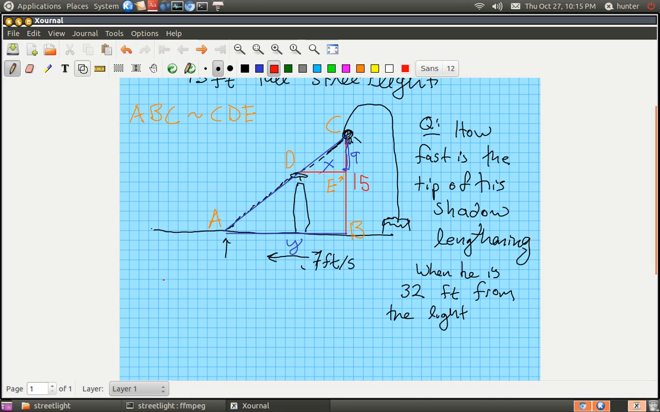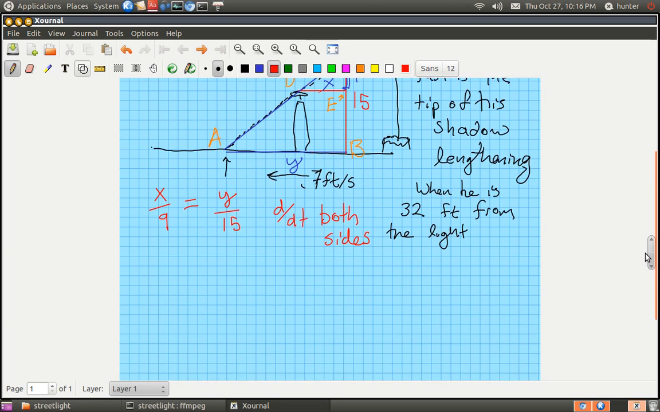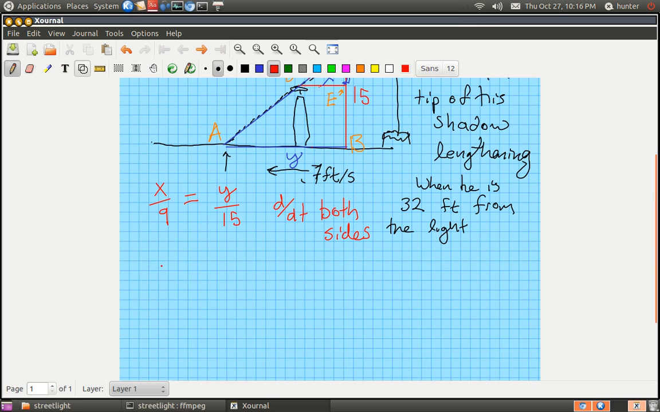What good is it? The way similar triangles are normally used is you can say something like this: the relationship between x and 9, so let's find those in the diagram. Here's x and here's 9. The relationship between x and 9 is the same as the relationship between y and 15, right? Those just play the same role. Now this is your equation, and you take d/dt of both sides. Remember that primes pop out because neither x nor y is the variable t. So it's a really easy equation.